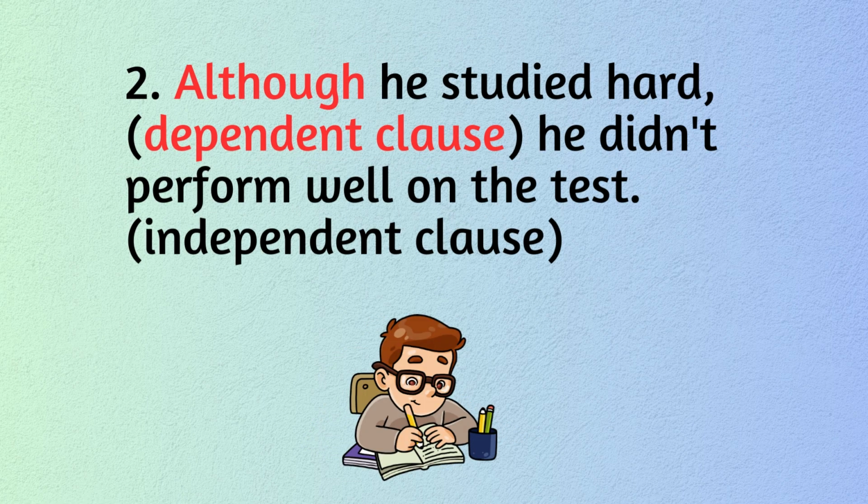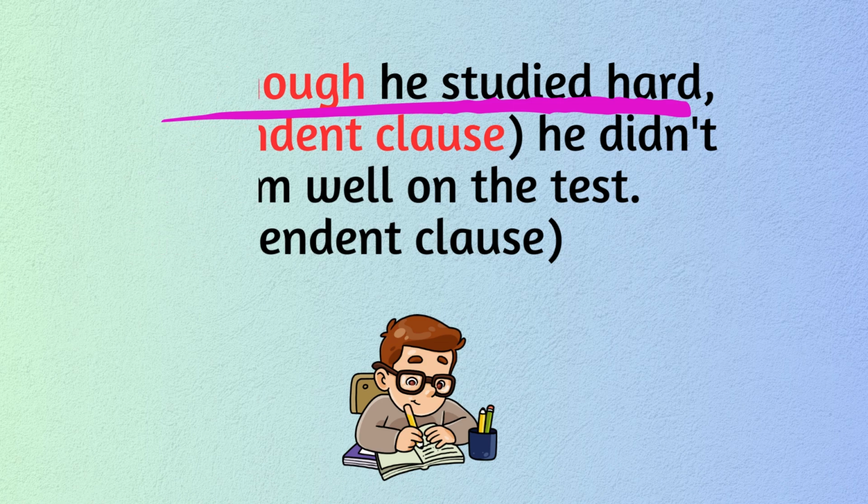Example number 2. Although he studied hard, he didn't perform well on the test. Our dependent clause here is although he studied hard. It starts with a subordinating conjunction, although. And on its own, it doesn't make sense. So it needs the independent clause, which is he didn't perform well on the test.